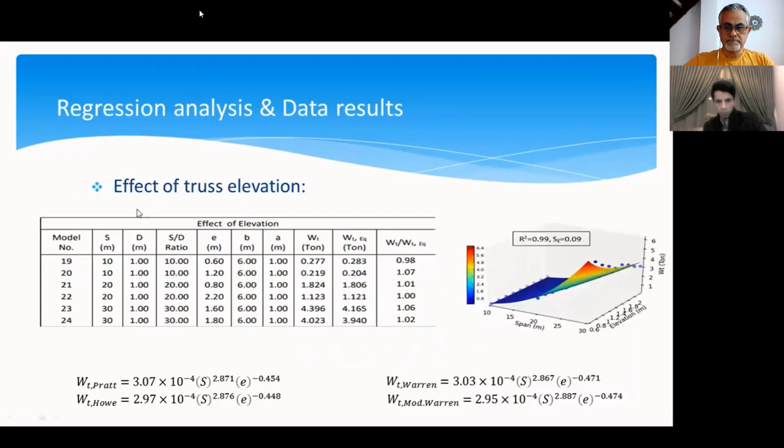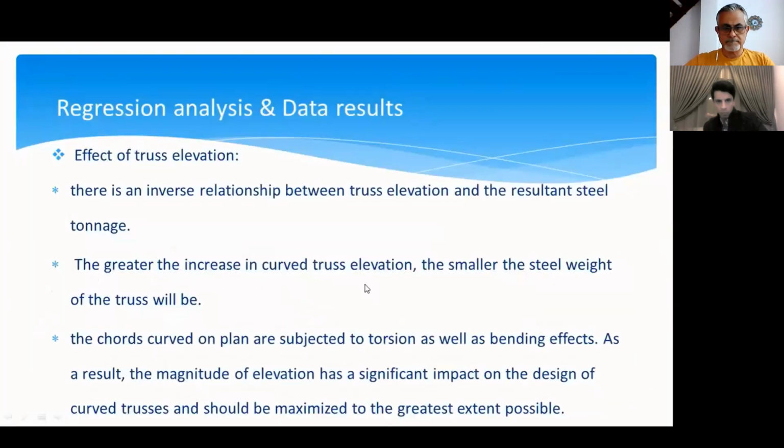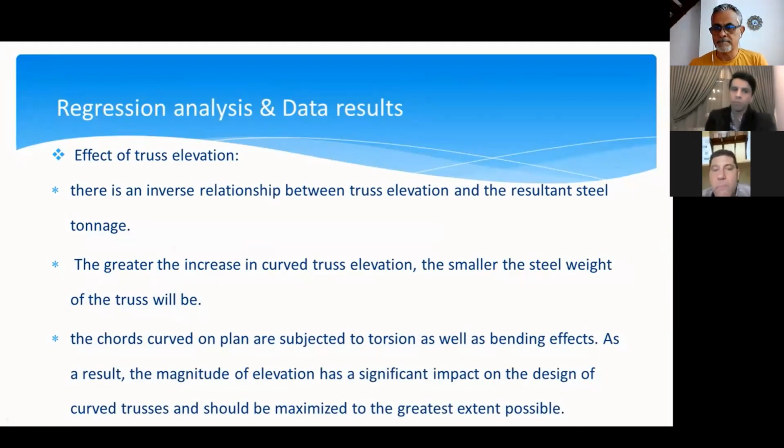Now, the effect of truss elevation. Here we made all of these values fixed and we changed only the elevation. We found in this graph that when we increase the elevation, the weight decreases. So there's an inverse relation between increasing the elevation and the weight. Increasing elevation means decreasing steel usage, so elevation should be maximized to the greatest extent possible.